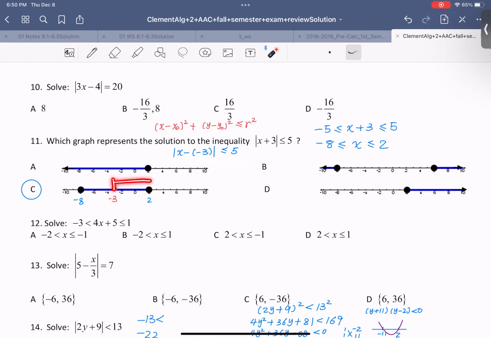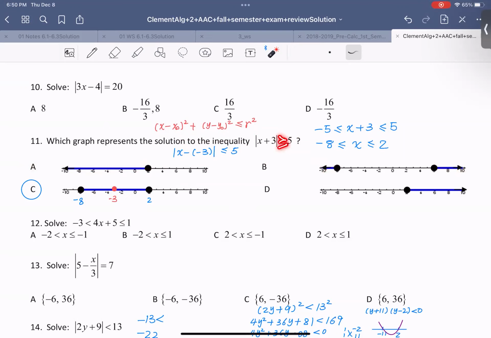From -3 go to the right by 5 is 2. From -3 go to the left by 5 is -8. That's it. When I see this, I know it's between two numbers. It's not going to go one direction. It's going this direction.